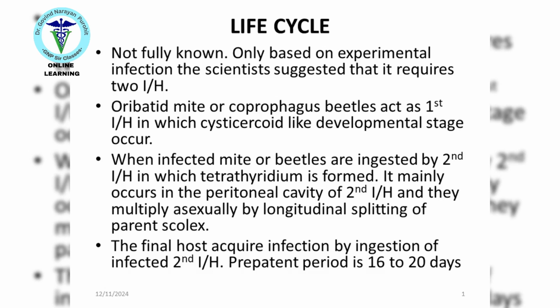The life cycle of Mesocestoides lineatus is not fully understood but is based on experimental infection. It requires 2 intermediate hosts. The first intermediate host, such as oribatid mites or coprophagous beetles, harbors the cysticercoid stage. When these are ingested by the second intermediate host, the tetrathyridium stage develops, mainly in the peritoneal cavity. The tetrathyridium reproduces asexually by longitudinal splitting. The final host acquires the infection by ingesting the second intermediate host. The prepatent period ranges from 16 to 20 days.